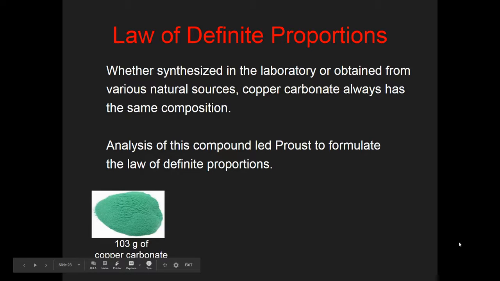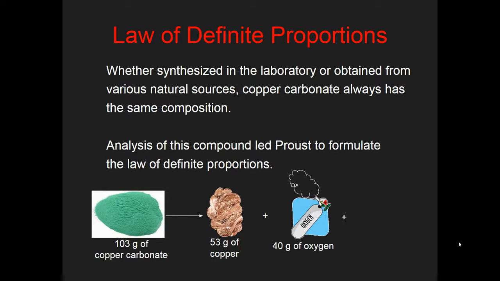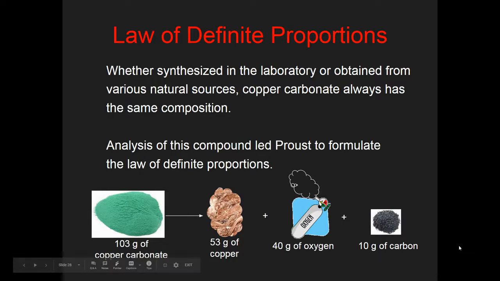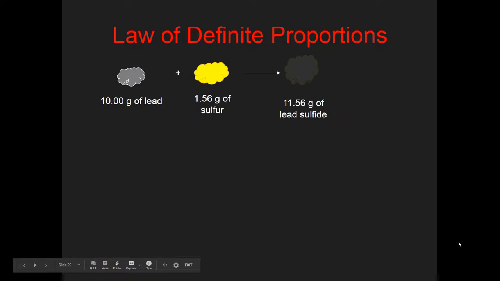And so Joseph Proust was the guy that came up with this. Basically, again, he took different combinations, different proportions of different substances, and he always got the same amounts. For example, here in this slide, he combined lead and sulfur and makes a compound called lead sulfide. If you took 10 grams of lead and 1.56 grams of sulfur, he always got 11.56 grams of lead sulfide. This was kind of like the perfect ratio for him.